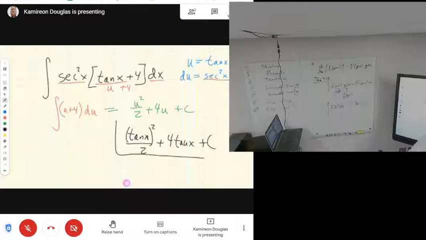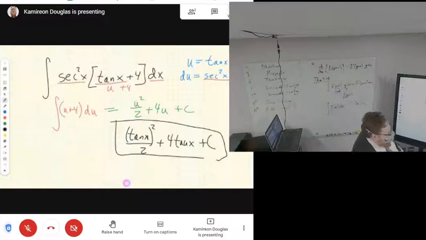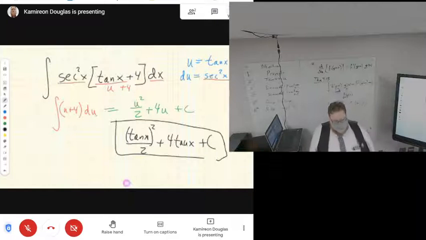This is the same as the other one. It requires some simplification to show that's true, but it is the exact same as the other function.